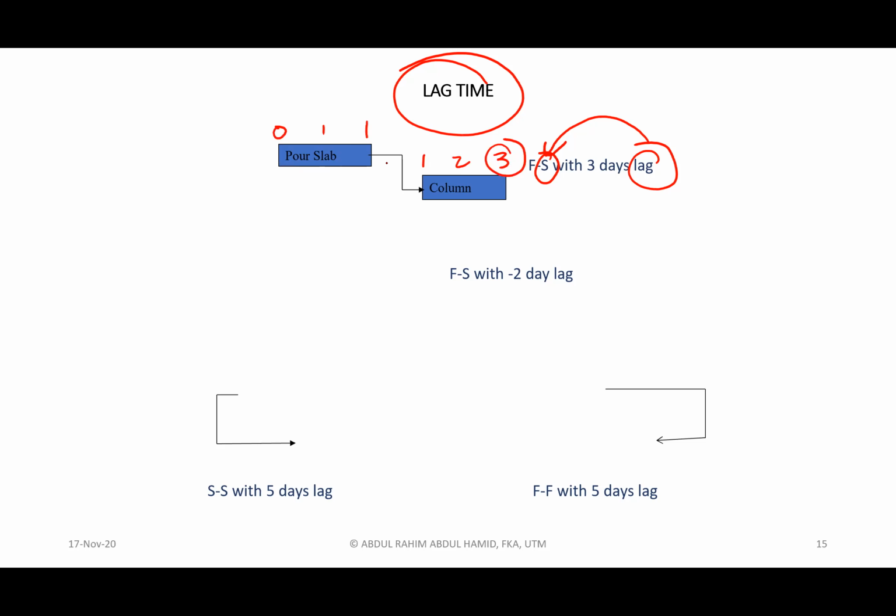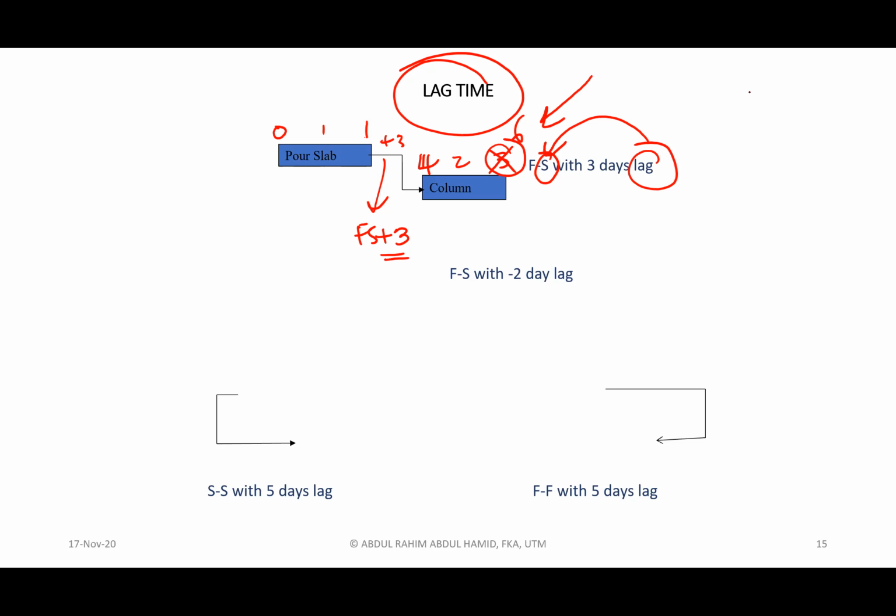But when we do have lag, the way we indicate lag is like this: FS plus 3. The plus 3 indicates the start of the column will be delayed by 3 days. We push back the start of the column by 3 days. At the end of the calculation, this will be different. So how to calculate? 1 plus 3 equals 4. 4 plus 2 equals 6. So now the early finish is equal to 6. Okay, that is what we call lag.